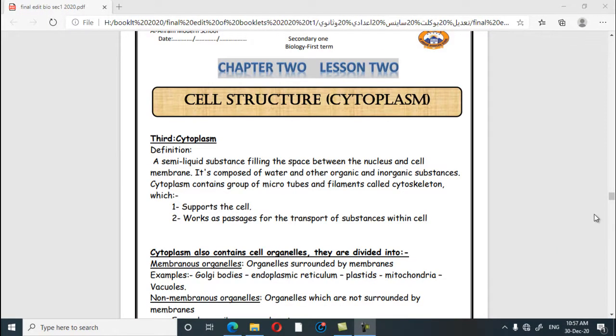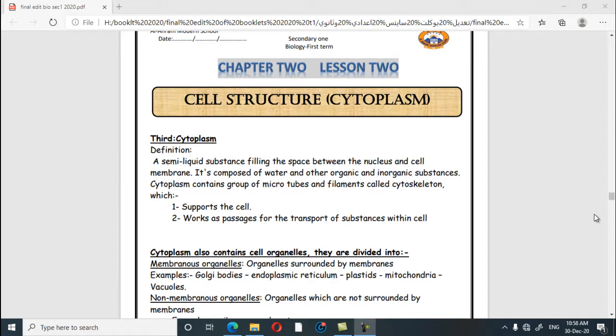Hello secondary 1 students. Today we will talk about the cell structure, or complete the second part of the cell structure. Let's start with the cytoplasm. As we said before, the cytoplasm is a jelly-like fluid which contains all the organelles, both the membranous organelles and non-membranous organelles.